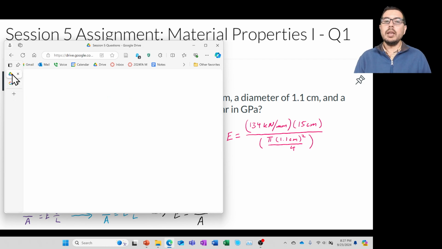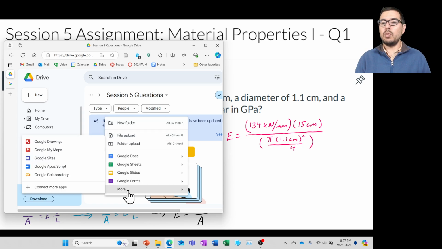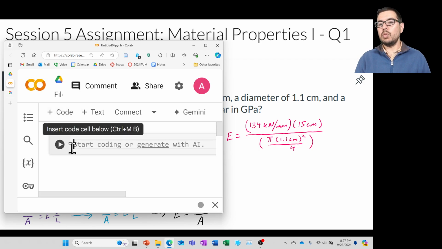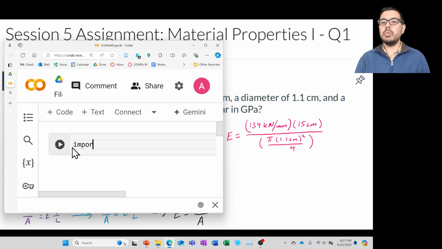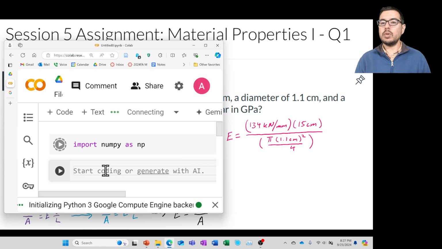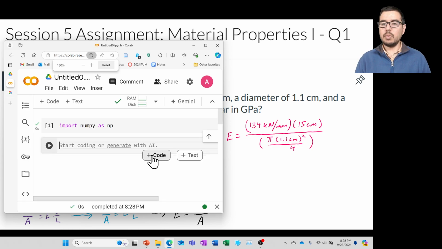Now let's go ahead and work this problem using Python. So we can open up a new script or notebook in Google Drive, and we'll do import numpy as np, control enter, go ahead and start another line of code. Let's shrink it down just a little bit. All right, and we have K is going to be equal to 134 kilonewtons per millimeter.